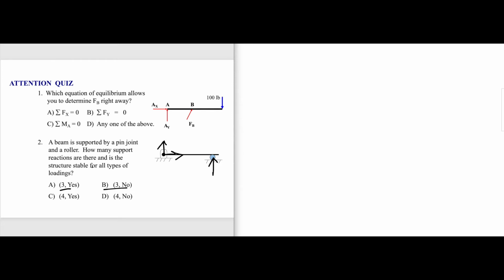Now, is this structure stable for all types of loadings? This structure is stable only if you have a loading going down. What happens if I have a loading going up? If I have a huge load going up, this will overturn because this is a pin joint at that point. So you have to choose this. It is not stable for all types of loadings. It is only stable for certain types of loadings.